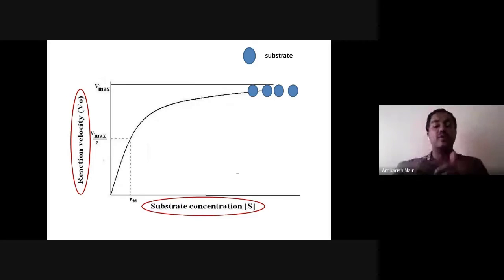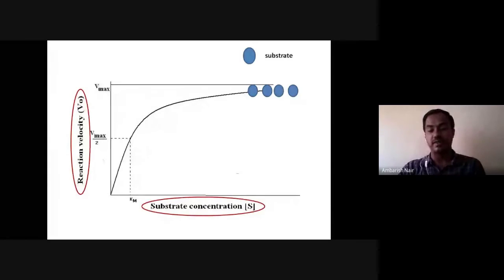It requires more time to convert this substrate into products. So what happens? It forms a steady state, so you will reach Vmax. If you take half of that Vmax, that is Km. That's what we solve in that equation. When V0 is half Vmax, Km is the substrate concentration.